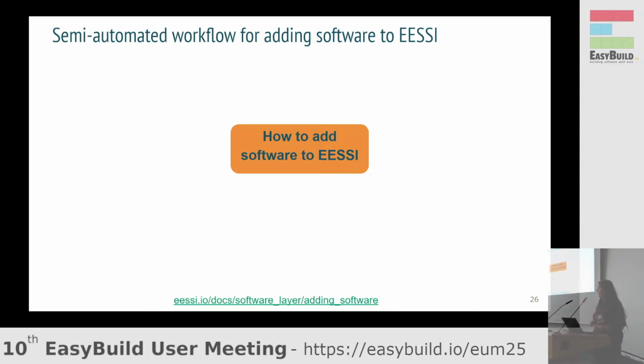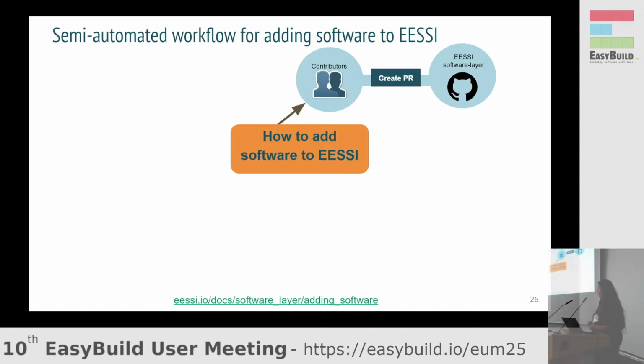We also wanted the collaboration to get more software into EESSI, so we have set up a semi-automated workflow for adding software into EESSI. If you're a contributor and you would like to have a specific software available in EESSI and it already has an EasyConfig, then you can simply create a PR to our software layer, which can be very simple, just adding a single line in a YAML file.